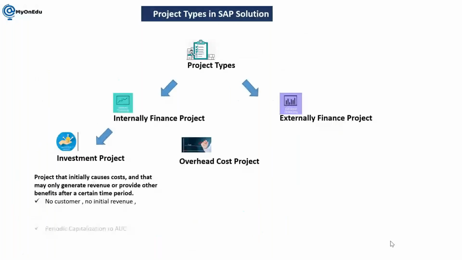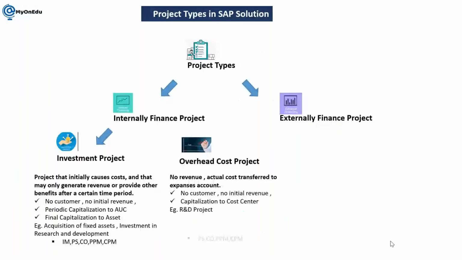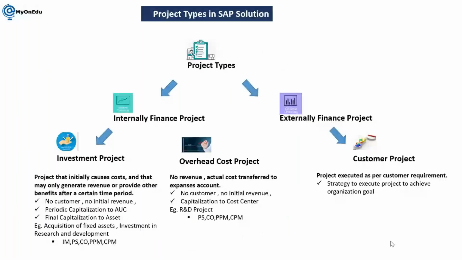We know this already. For investment projects and overhead cost projects, PPM is helping us. It helps us manage all the business transactions, but it doesn't mean we cannot implement PPM for customer projects. We can implement it, but the major functionality we have in PPM is most suitable for investment and overhead cost projects. For customer projects, CPM we can implement.